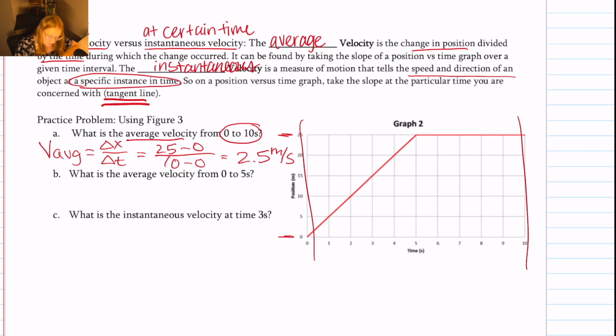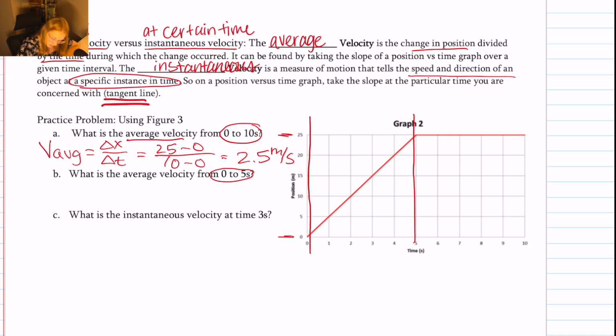Okay. The very next question asks what is the average velocity again, but this time it only wants you to do from 0 to 5 seconds. Okay, so it really wants the velocity from 0 to 5. Doesn't care after 5 seconds. So let's do that. So change in x over change in time. Final position at 5 seconds is also 25 meters. Minus 0. And then the time change is just 5 seconds this time.